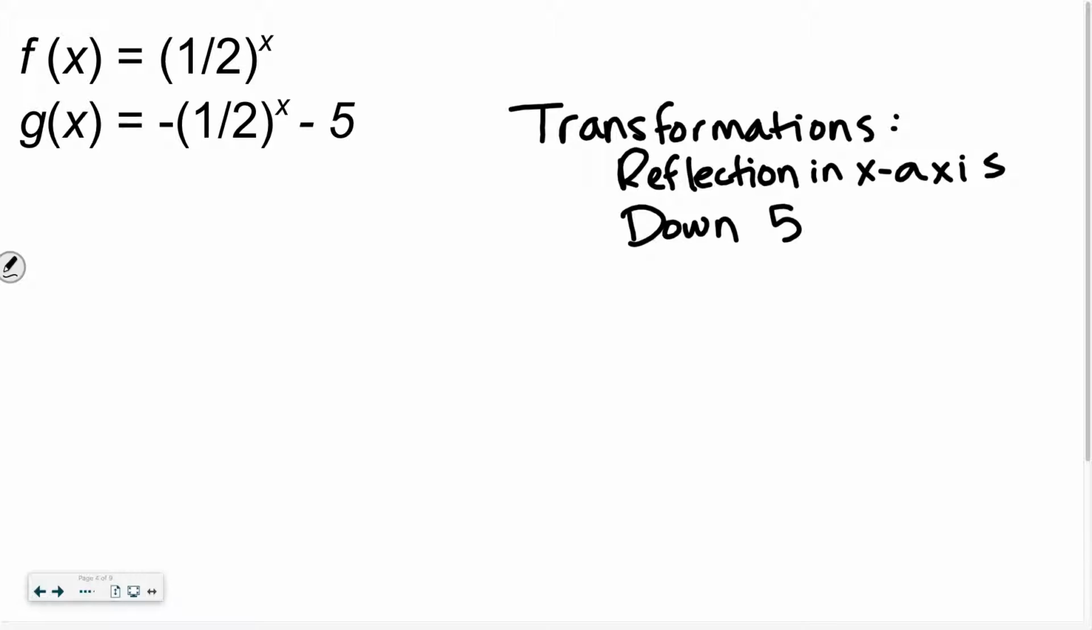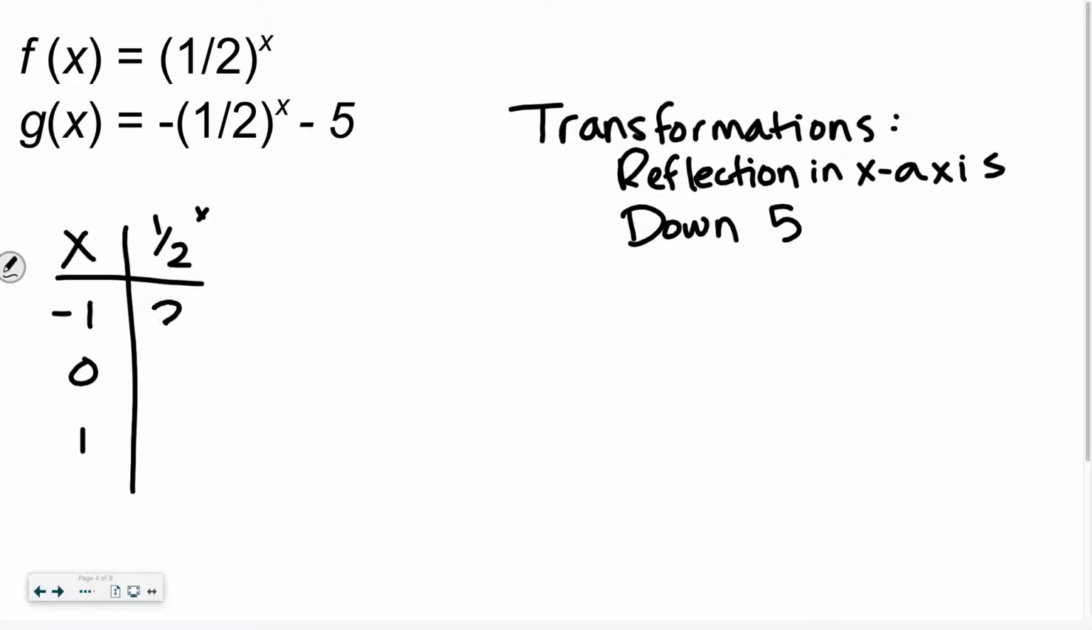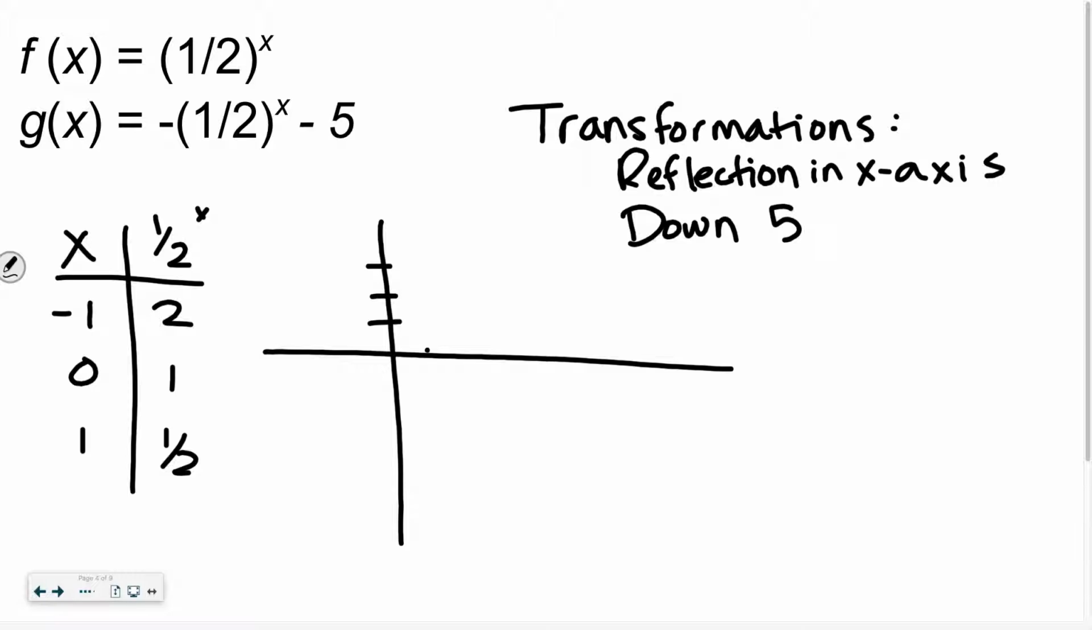Okay, let's make a table of values for x and (1/2)^x. I'm going to put in negative 1, 0, and 1. That's going to give me 2, 1, and 1/2. And I'm going to plot those points: (-1, 2), (0, 1), (1, 1/2). And then I'm going to reflect and shift.